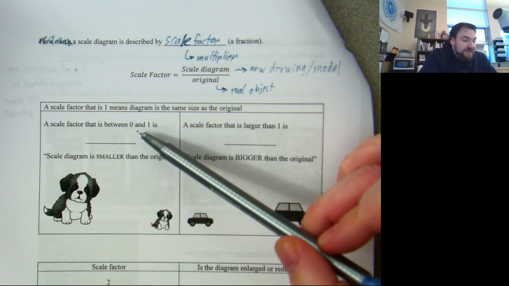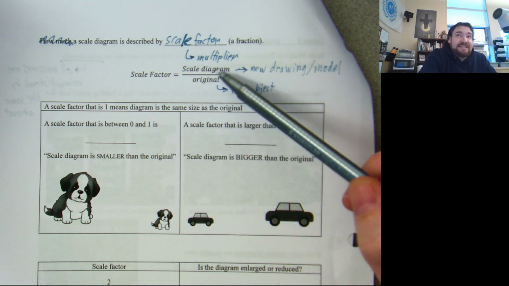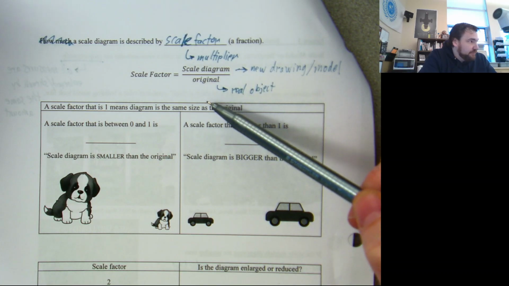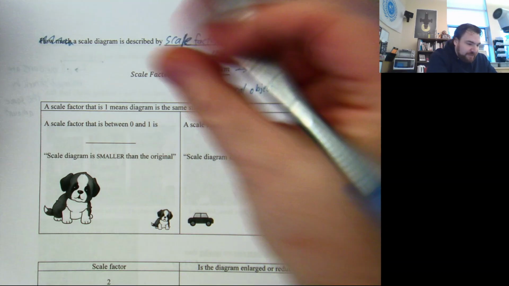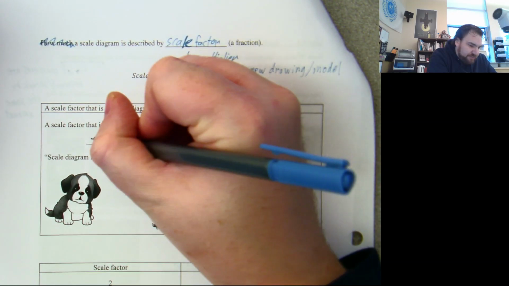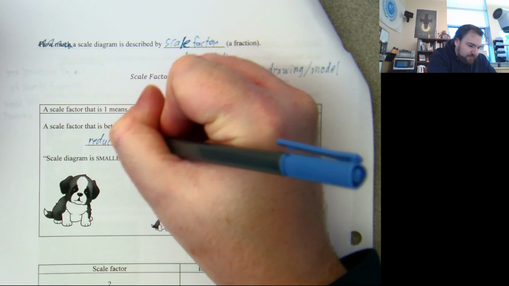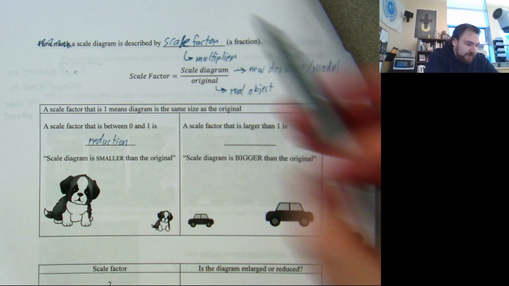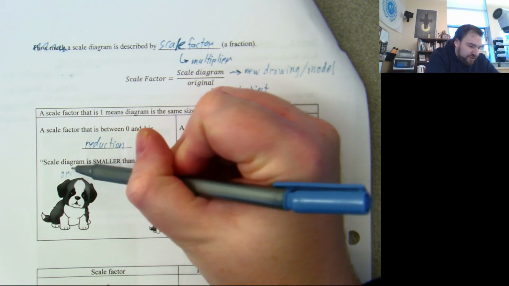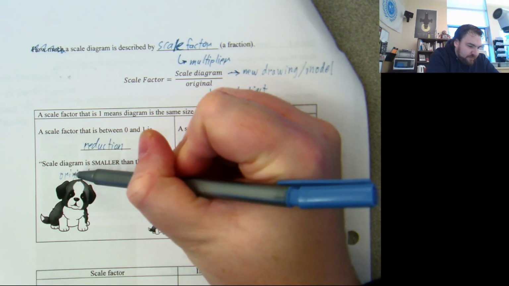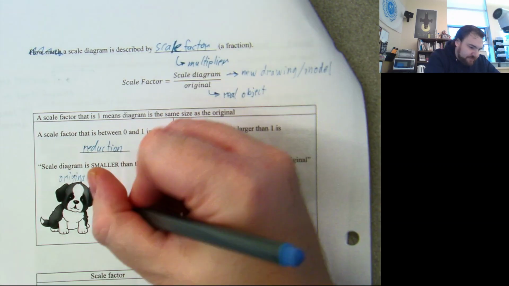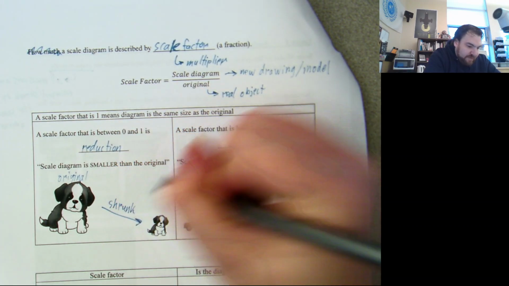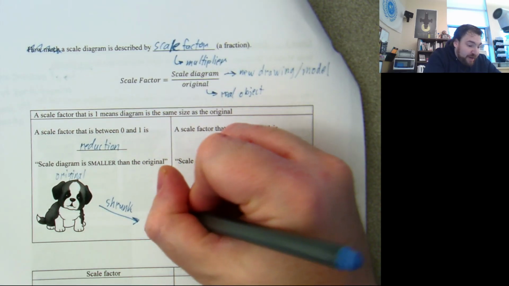A scale factor between 0 and 1 means that the numerator here, the scale diagram, is smaller than the original. So that means what you've got is a reduction. So here we've got an original, and we shrunk it. And maybe that's a drawing, maybe it's a toy, I don't know.